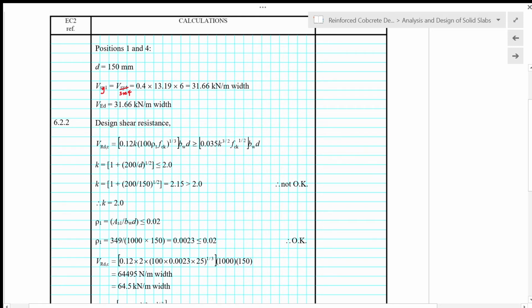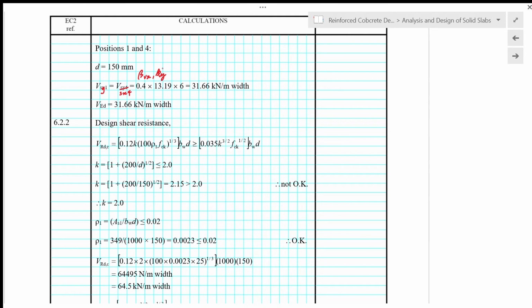So positions 1 and 4, we can use the effective depth of the outer layer because there is only one layer of moment steel. So VSY1 is equal to VSX4, which is beta Vx or beta Vy for VSY1 and also VSX4, so it's 0.4 times n times Lx, which gives 31.66 kilonewton per meter width of shear force. So VED is equal to 31.66 kilonewton per meter width.